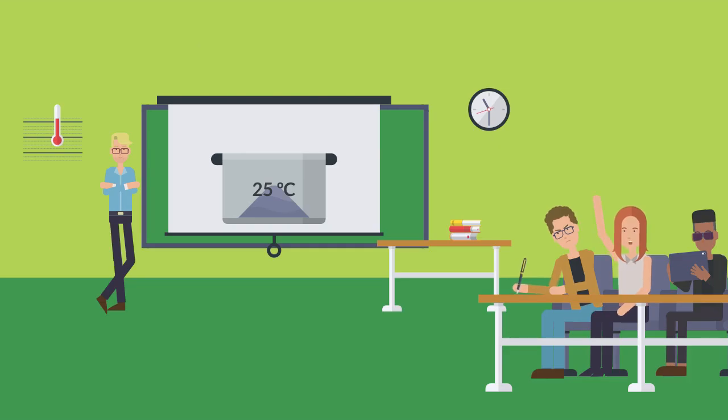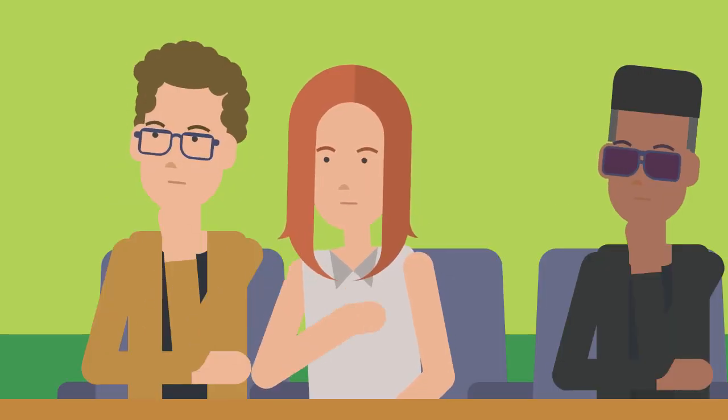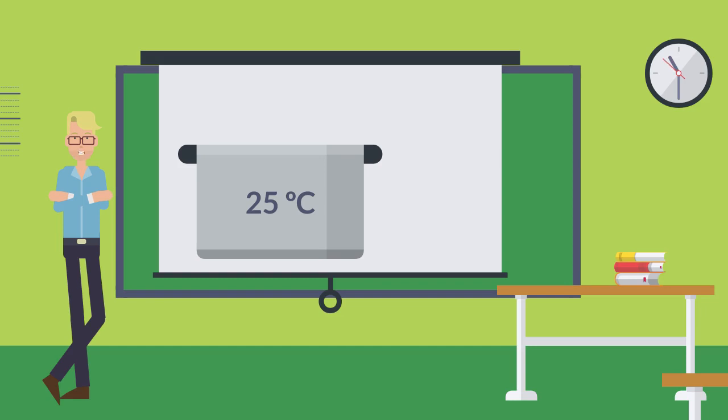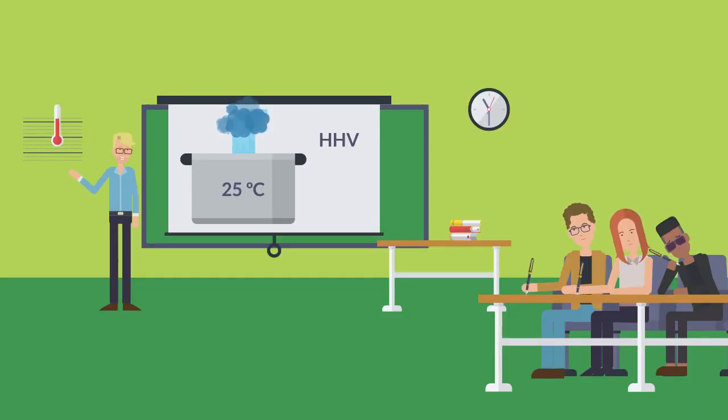Then, Professor, this is the maximum amount of energy we can get for a kilo of fuel? Depends. What does it depend on? It depends on the final state of water. If the water of combustion is allowed to condense to provide liquid water at 25 Celsius degrees, then you have the higher heating value. And this is really the maximum amount of energy you can get.